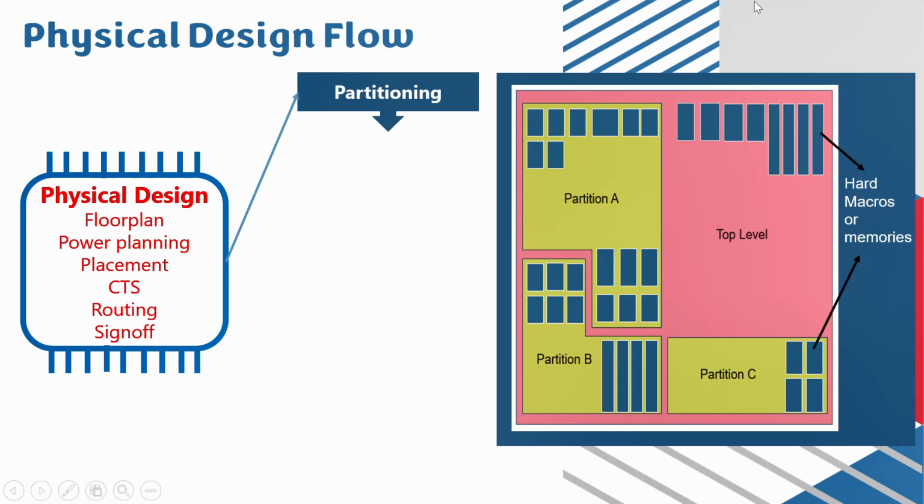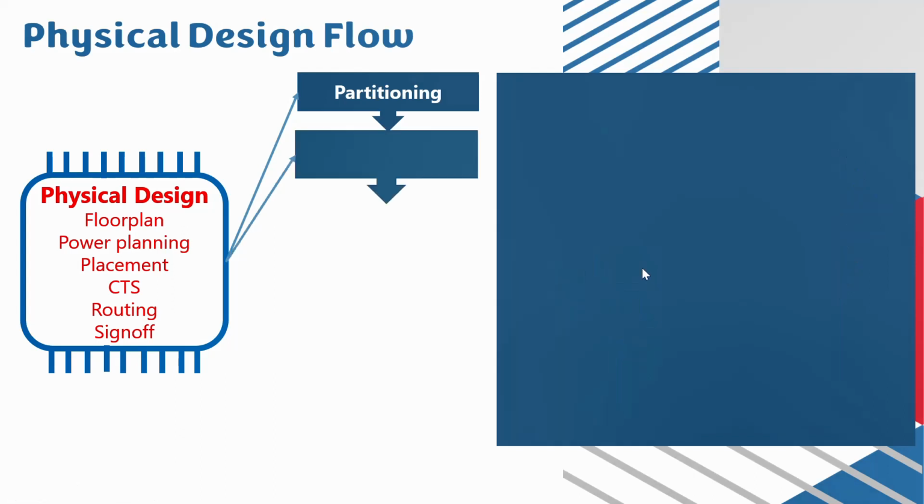Here these are the three partitions in the chip, and the blue colored ones are the hard macros or the memories. We know that a chip has millions and billions of transistors, and it is not practically possible to lay out the entire chip at the same time. So in order to reduce the complexity, partitioning is done so that these smaller sub-blocks can be handled separately and can be designed individually.